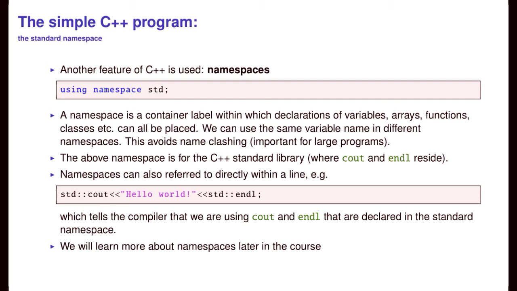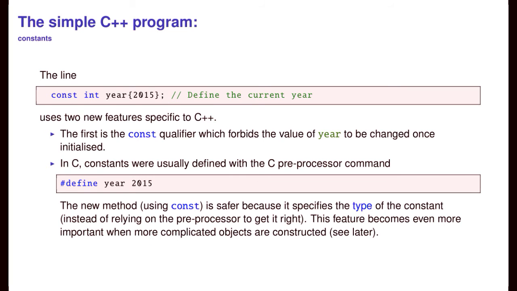The above namespace, namely namespace std, is for the C++ standard library, which is the one where cout and endl reside. If we did not do that, we would have to explicitly refer to cout by telling them in what namespace they are, which we do by prefixing the name with std::, which actually shows me where the name is. So that tells the compiler that we are using cout and endl that are declared in the standard namespace. And we'll spend much more time on namespaces later on in the course.